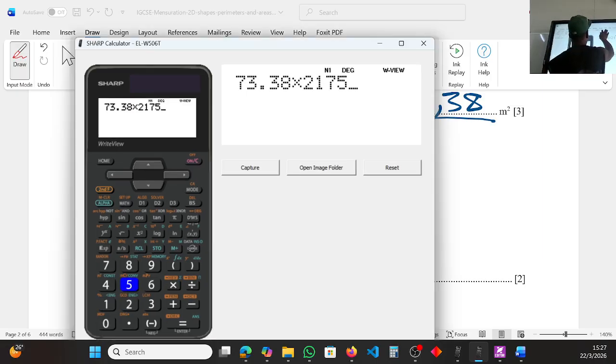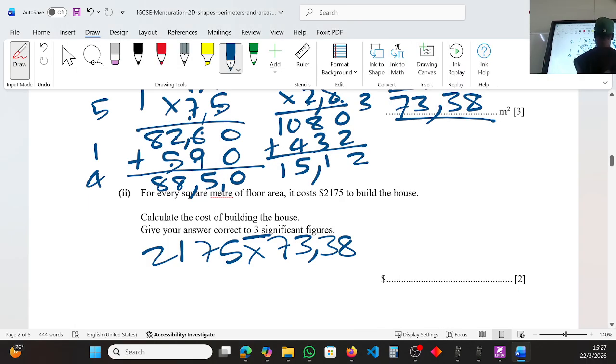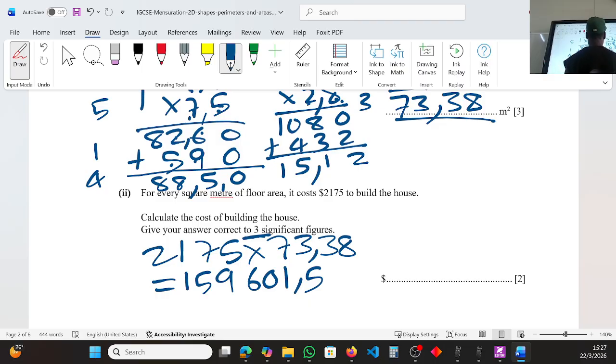Then I check the result, and it gives me 159,601.5. So it's 159,601.5. But they are asking for significant figures.